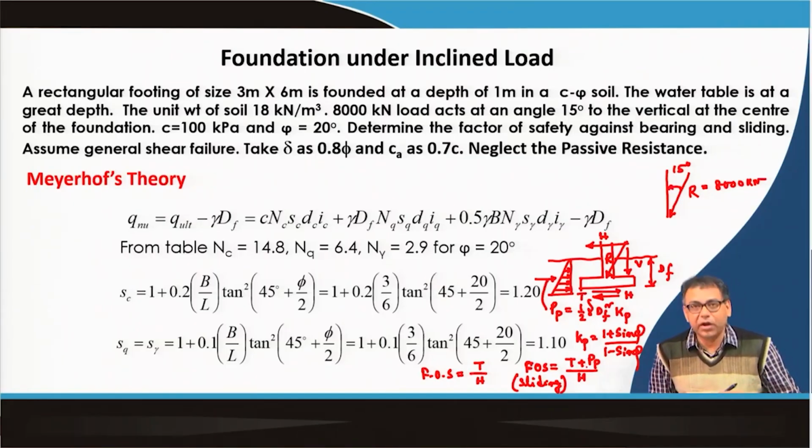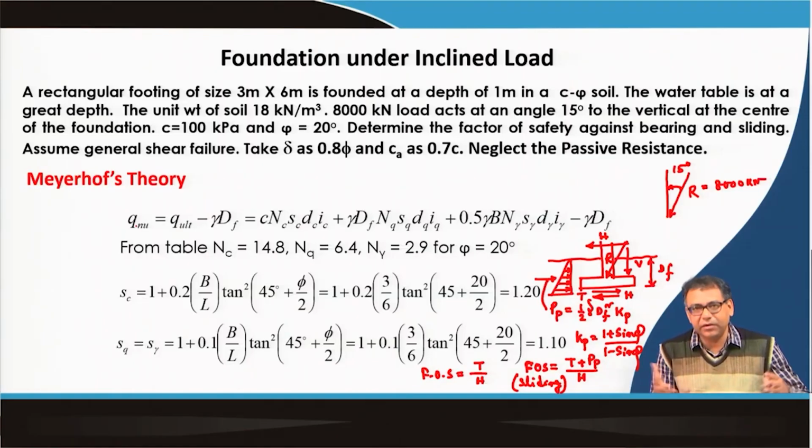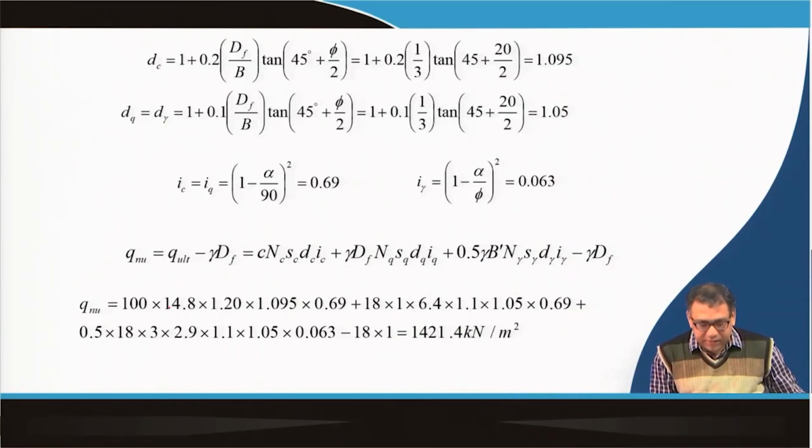So, now let us solve this question. We are calculating Q net ultimate, which is Q ultimate minus gamma d f. This is the expression which I have used a number of times, as it is a general shear failure. For phi equal to 20 degrees, N c is 14.8, and N q and N gamma we will also get from the Meyerhof bearing capacity factor table. Then I will calculate the shape factors S c, S q, S gamma using these expressions, because here there is no eccentricity, so you take B and L, and then I will calculate the depth factor also.